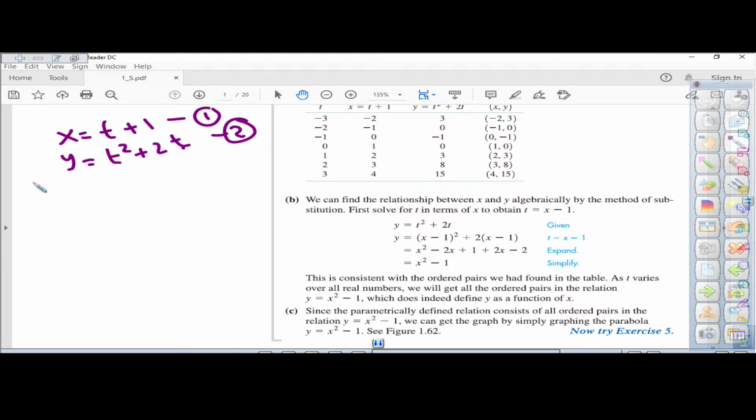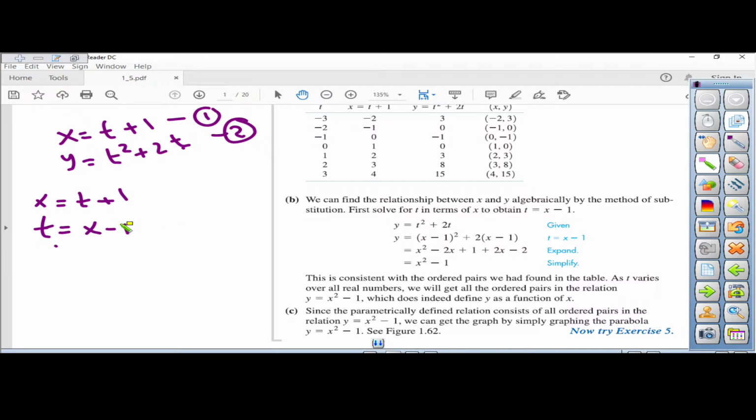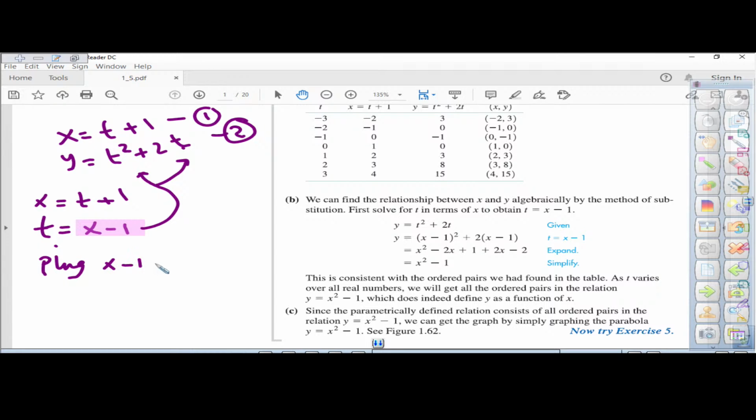So if I want to isolate the t for number 1, that's x equals t plus 1, and then I'm going to subtract the 1 from both sides, so t equals x minus 1. Okay, now this is my t box. My t box is going to be just like that. Now we're going to take this t box and plug it in whenever I see a t, into the second equation. Plug x minus 1 into the second equation.